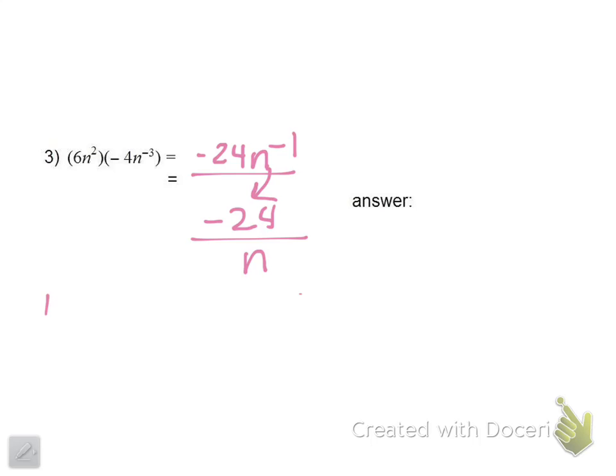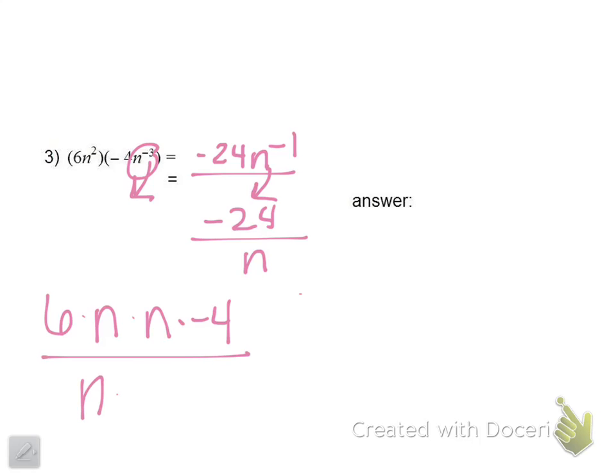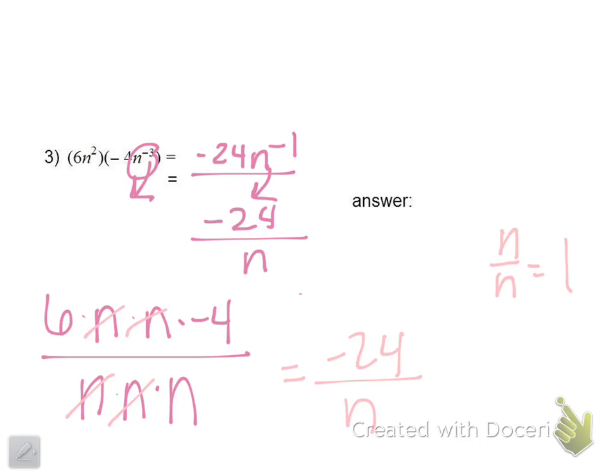Okay, so now I'm going to write it out the long way. So we've got 6 times n times -4. Got to drop our n cubed, so it's going to be n times n times n in the bottom. Okay, so if they share, we can cross them out. So they share and they share, so we're going to get negative 24 over n. The reason we're able to cancel those out is because if we have n over n, that means the same thing as 1. It's the same thing as if we have 2 over 2. 2 divided by 2 is also 1. That's why we're able to cancel those out. Okay, so this is going to be my answer right here.